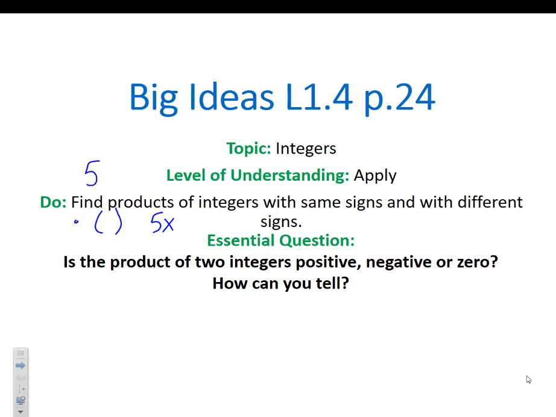Or I can put the proximity of that number next to parentheses. That's 5 times the number inside. I can also put 2 parentheses next to each other. These are ways that we designate that we are multiplying some factors together. Our essential question, ladies and gentlemen, is: what is the product of 2 integers, positive, negative, or 0, and how can you tell?